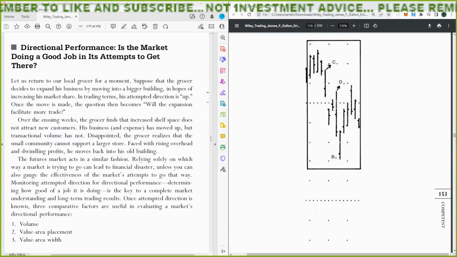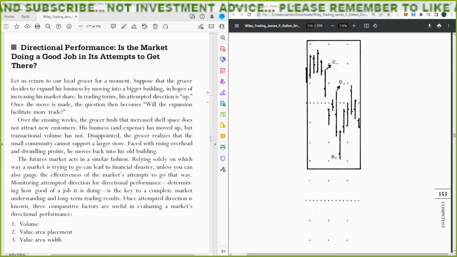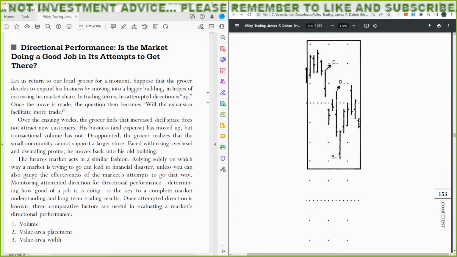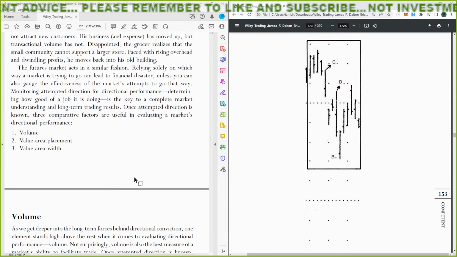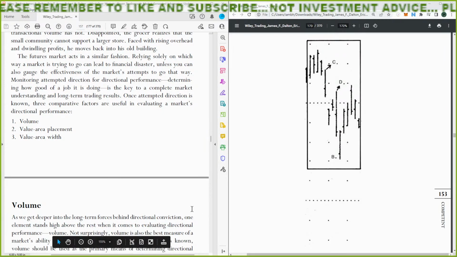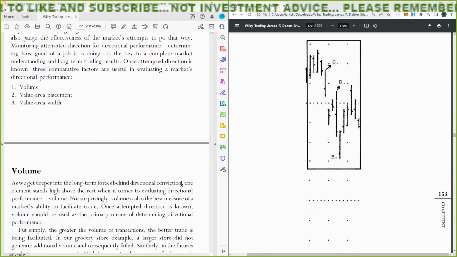Monitoring attempted direction for directional performance, determining how good of a job the market is doing, is the key to a complete market understanding and long-term trading results. Once attempted direction is known, three comparative factors are useful in evaluating the market's directional performance: volume, value area placement, and value area width.